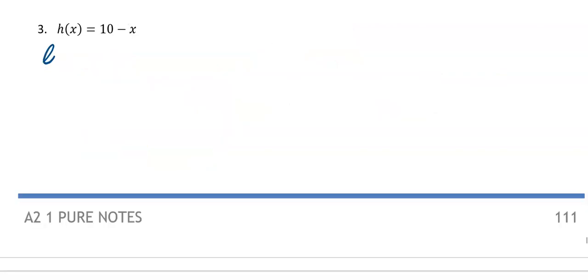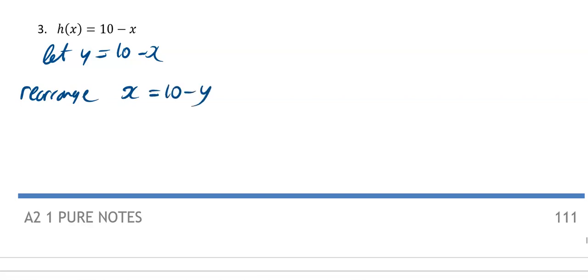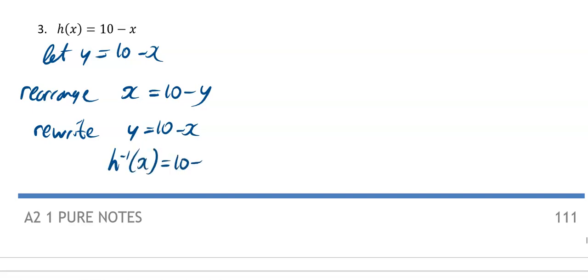Same idea in this example, just say let y equal 10 minus x, and then we'll rearrange. Rearrange to make x the subject, so x equals 10 minus y, and then we'll just rewrite to give you y is equal to 10 minus x. So that means h to the minus 1, the inverse of h, is equal to 10 minus x. Okay, this is bizarre. Here we've got a function equal to 10 minus x, and its inverse is 10 minus x. So it is self-inverse, you could say.